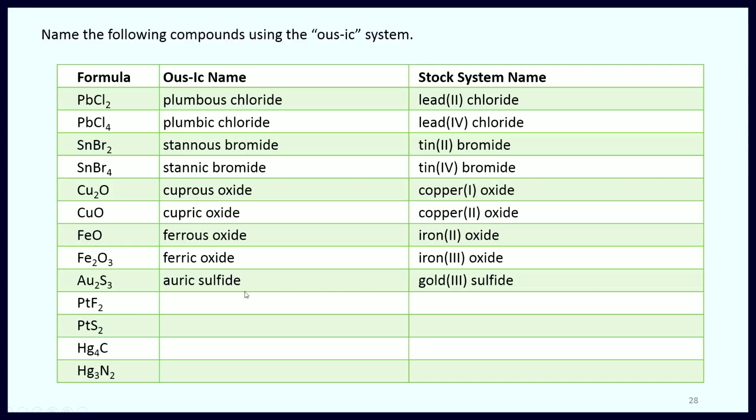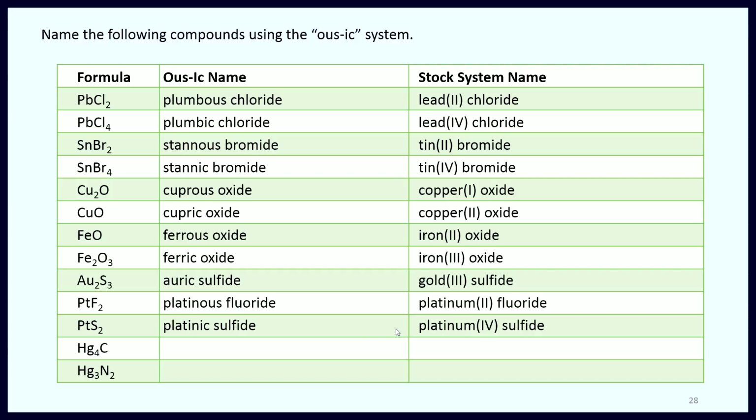Platinum has two oxidation states, +2 and +4. This first example, PtF2, is platinum 2 fluoride, hence platinous fluoride. PtS2 has platinum in its +4 oxidation state. That's platinum 4 sulfide, hence platinic sulfide.